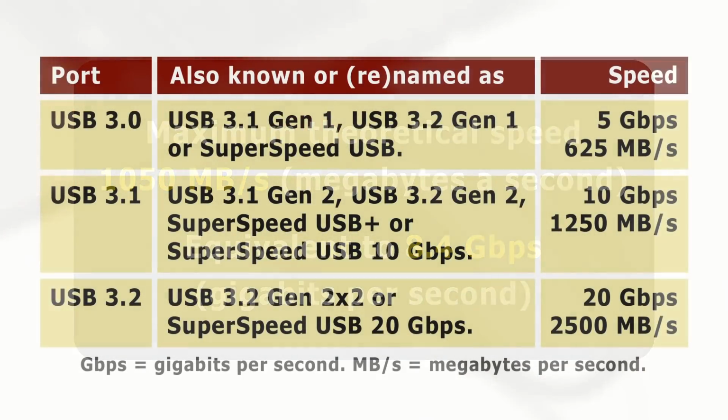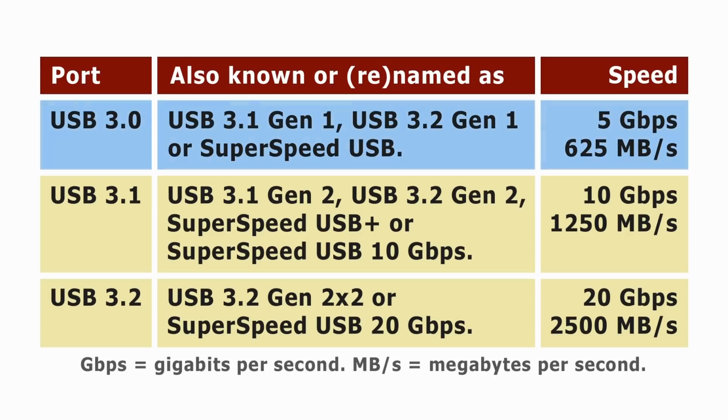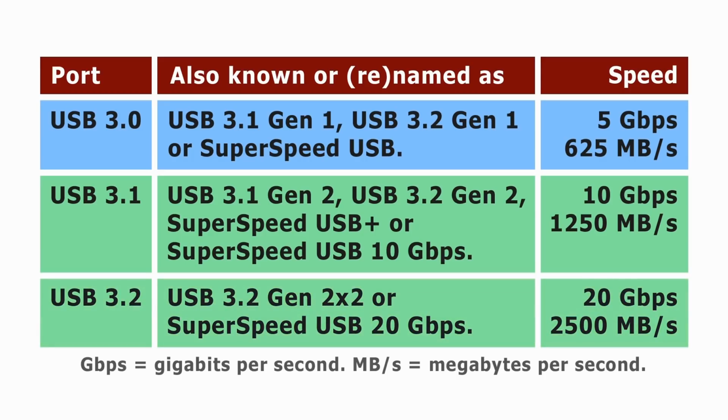If we look at this table, we can see that USB 3.0 ports have a maximum speed of 5 Gb/s, or 625 MB/s, which will slow down the SSD. However, USB 3.1 ports have a theoretical maximum speed of 10 Gb/s, and USB 3.2 can transfer data at up to 20 Gb/s, which will allow the SanDisk drive to perform at full speed.